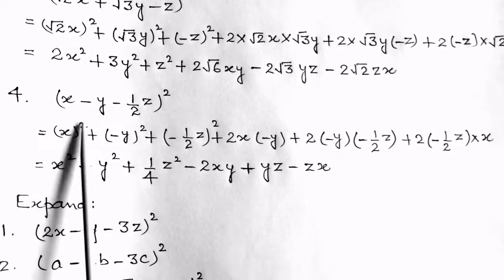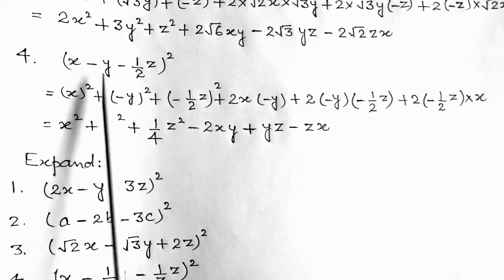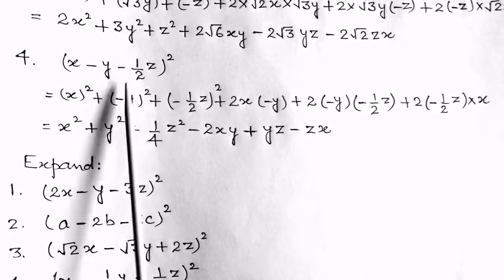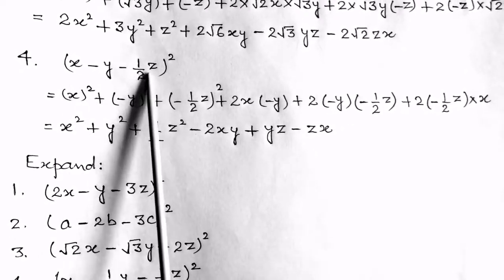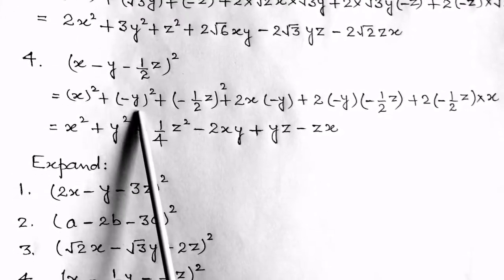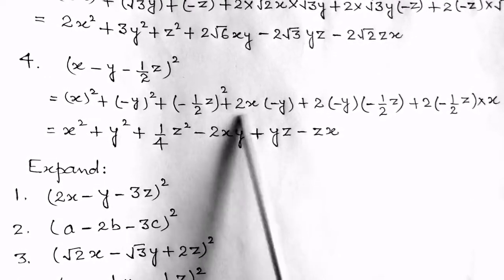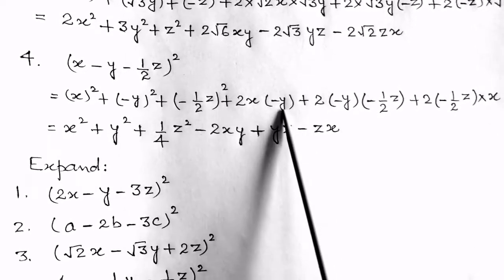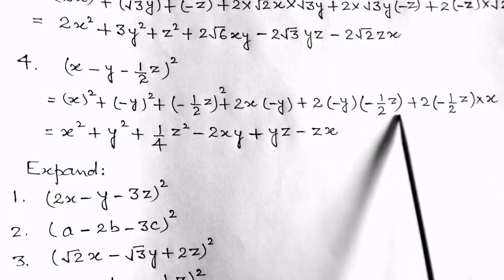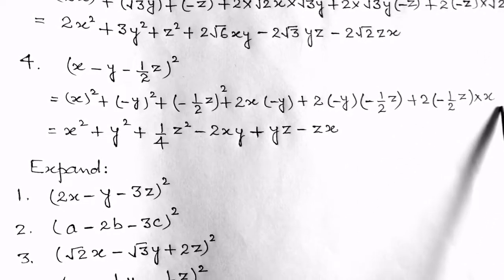Next question is, we have to expand (x - y - 1 upon 2z) whole square. Now here these two terms are having minus sign, right? That is second and third term. So wherever you will be taking second term and third term, take minus sign with them. So square of first, that is square of x, plus square of second, that is square of minus y, plus square of third, that is minus 1 upon 2z, plus 2 into first into second, so 2 into x into minus y, plus 2 into second into third, so that is minus y multiplied by minus half z, plus 2 into third into first, that is 2 into minus 1 over 2z into x.